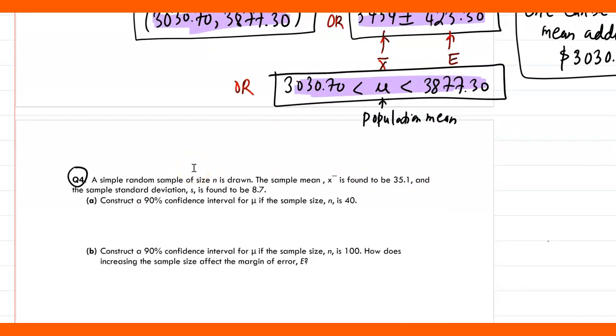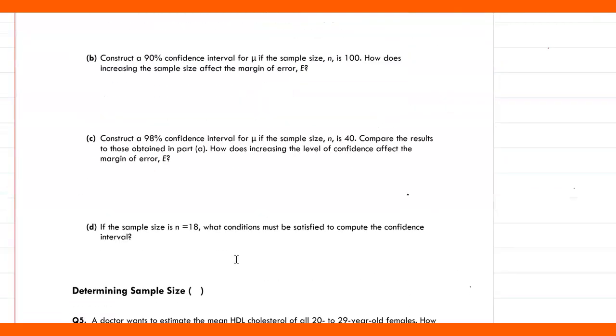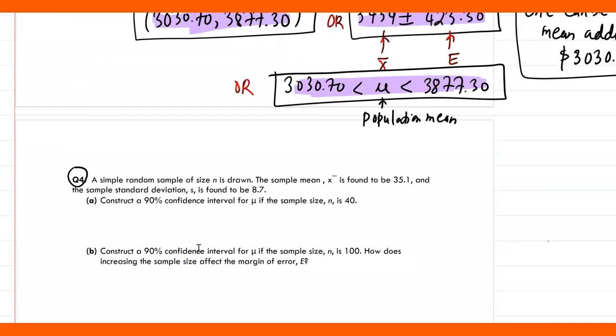Question number 4. A simple random sample of size n is drawn. The sample mean x bar is found to be 35.1 and the sample standard deviation s is found to be 8.7. That's the mean and the standard deviation of the sample of size n. But n is different in each part: n equals 40 in part A, n equals 100 in part B, and so on. You have 4 different parts in this question.